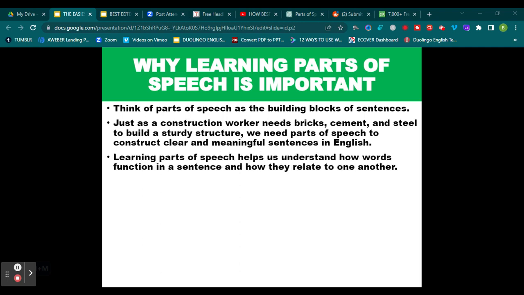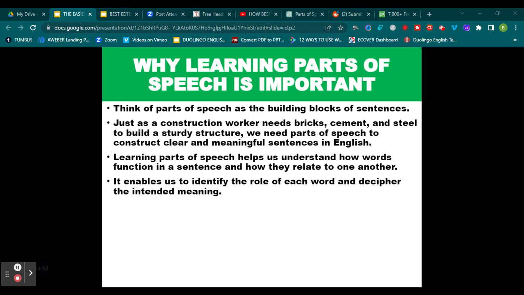Learning parts of speech helps us understand how words function in a sentence and how they relate to one another. It enables us to identify the role of each word and be able to decipher the intended meaning. That's exactly how it works. So let's explore each part of speech and see how they work in action, beginning with the first one, which is the noun.